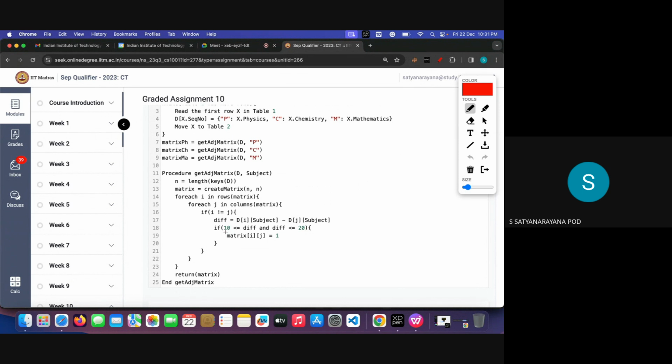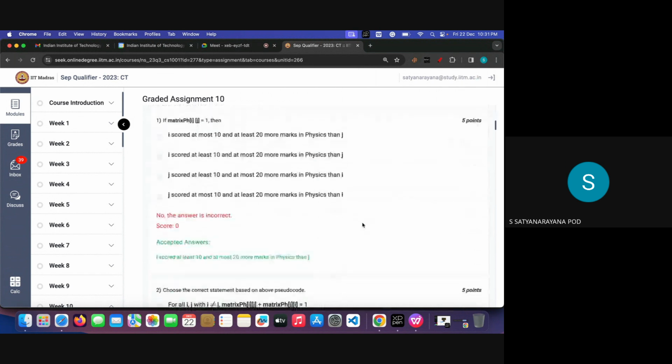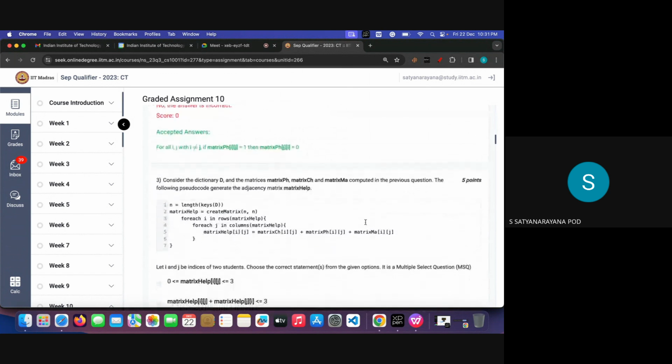So if the difference is between 10 to 20, then an edge is added. The difference between I and J means it's a direct edge only, because they are not calculating the absolute value. They're trying to calculate: I value bigger, J value smaller. So here they are only checking value 10 to value 20. So in this case, the matrix is built. We don't worry about the matrix.